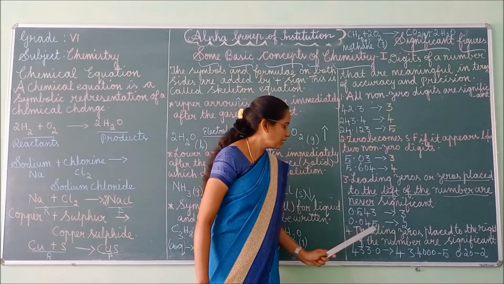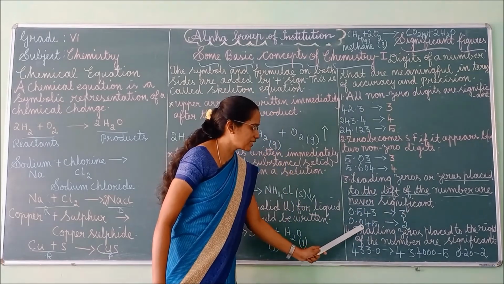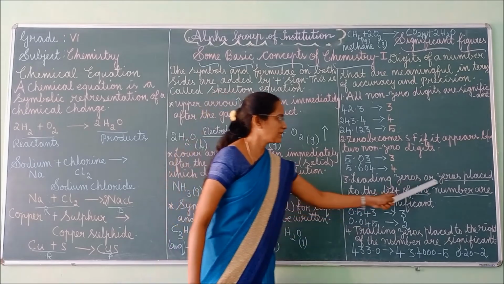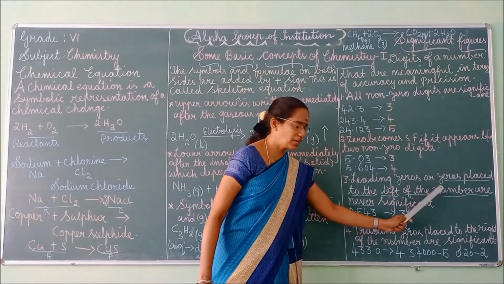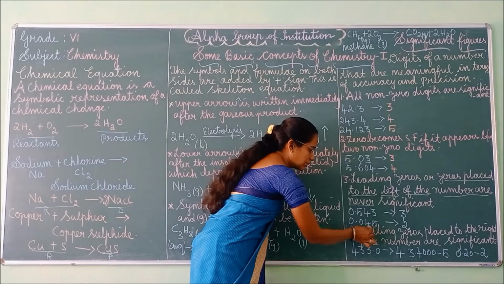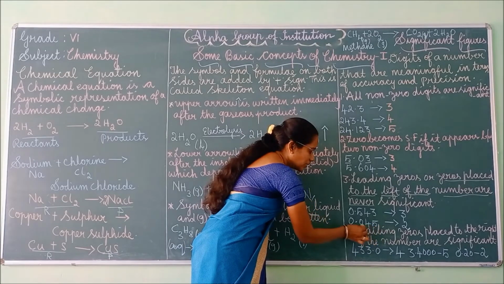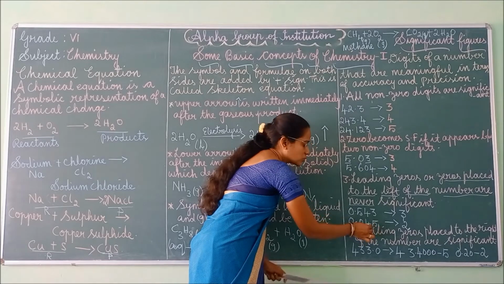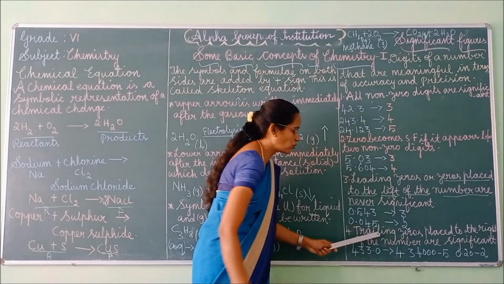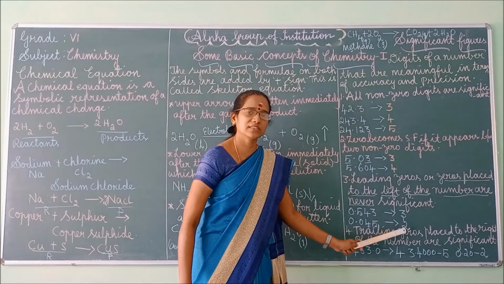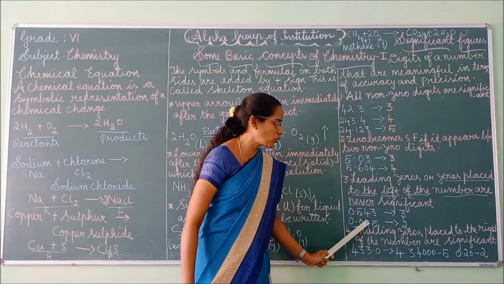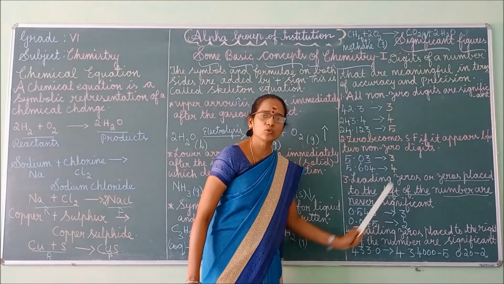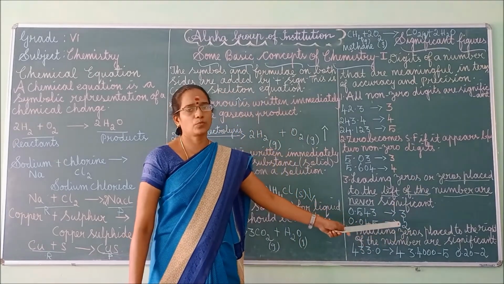Understood, children? Next one. 0.045. Here, what as per the rule? 0 is placed to the left of the number. So here 4, 5 is given. This 0 is placed left to this 4 and 5. So we have to take 4 and 5 only. That's what the significant figure of 0.045 is, 2 only. That is 4 and 5. These 2 digits only. That's what we have to take, 2.